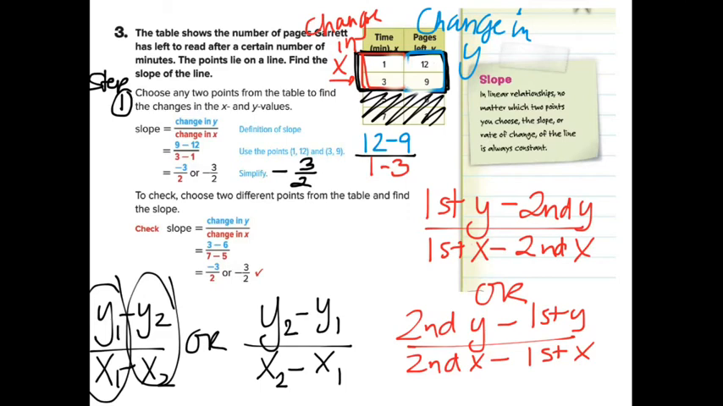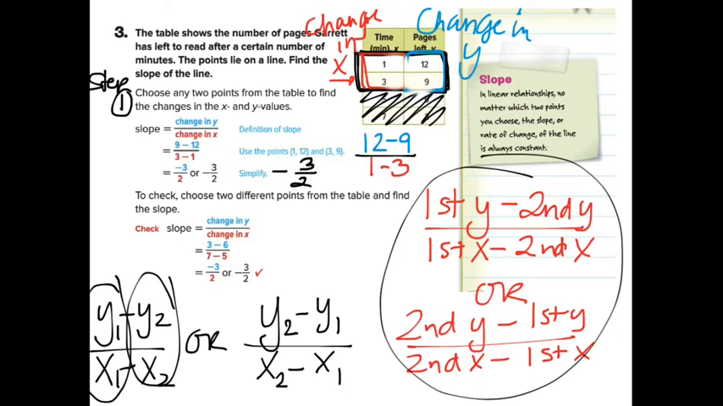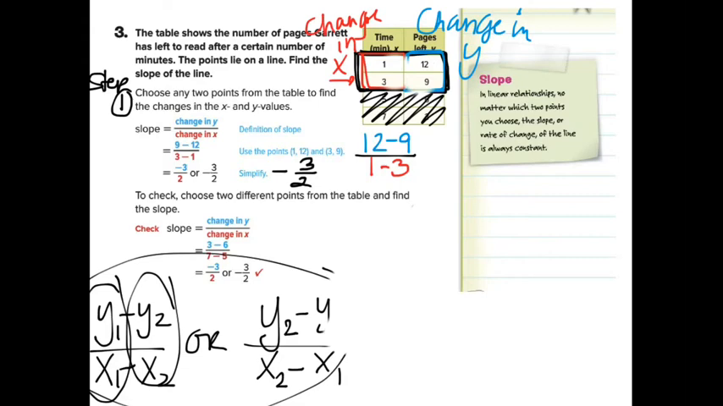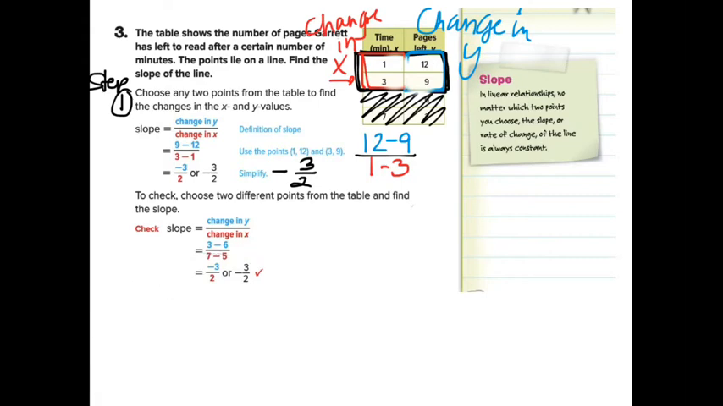So you may need to pause this, whichever section makes sense, written like that or written like this. Pause it and get something copied if you need it. Let me make myself some room here.